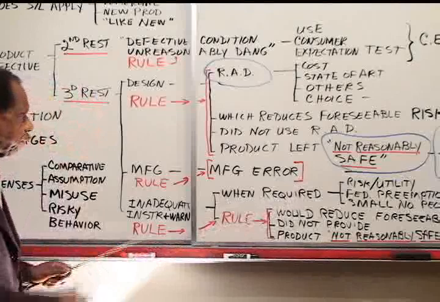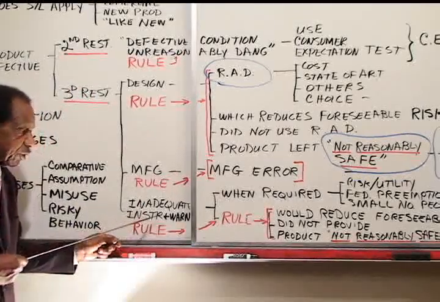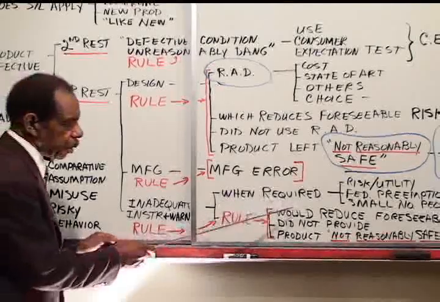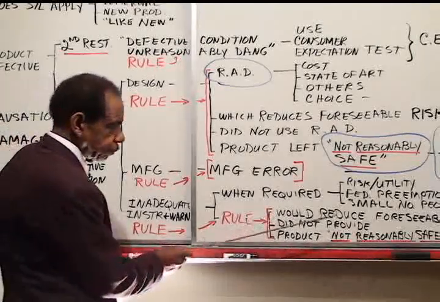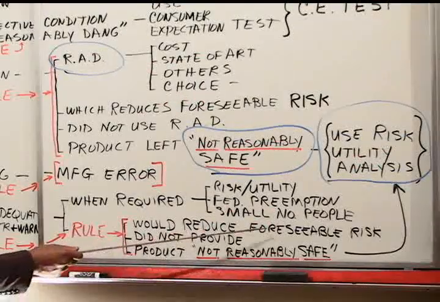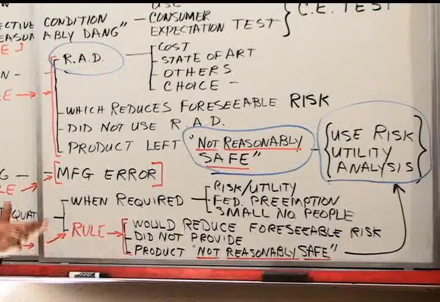The rule for deciding if a warning is inadequate, instructions, warnings, the rule is: would the warnings reduce the foreseeable risk? If you're going to give somebody a warning, and it's not going to reduce the foreseeable risk, don't bother.